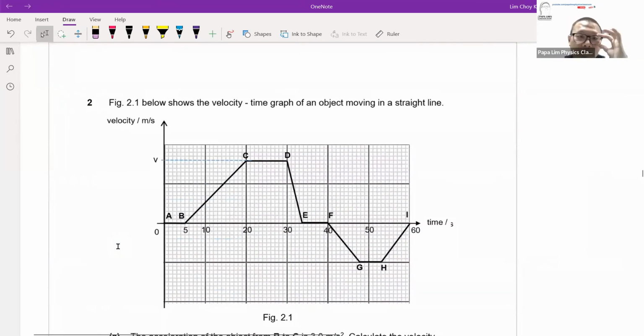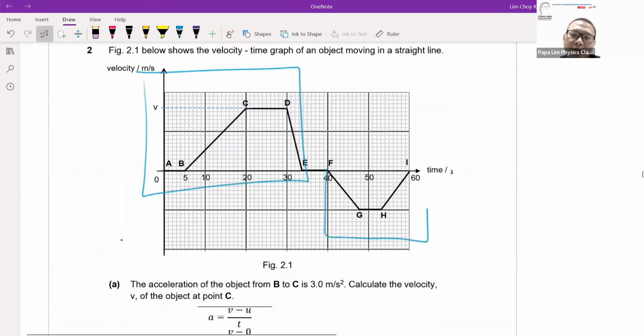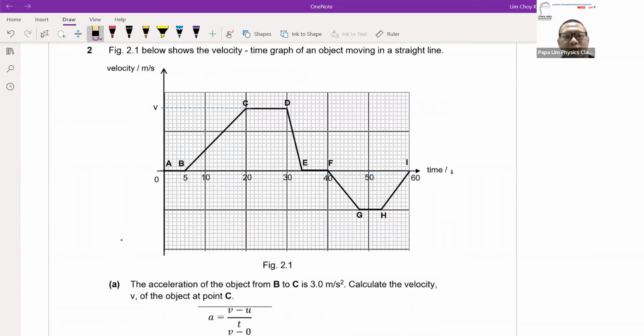Question 2, velocity time graph. It's a classic example. It's just that the graph here is slightly different from the normal graph. In normal questions we're looking at maybe more on the positive side. But in this case, there's this upside down or negative segment here. It's slightly different. Let's take a look.